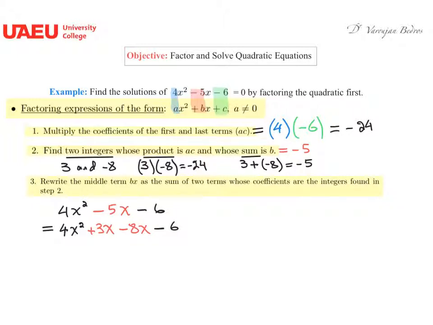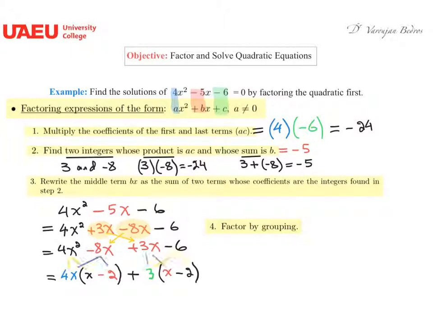And in the final step, we want to group the pairs that have common factors. Note here the pairs are 4 and negative 8 because 4 is a common factor, and 3 and negative 6 because 3 is a common factor. Next, we do the factoring as shown here.